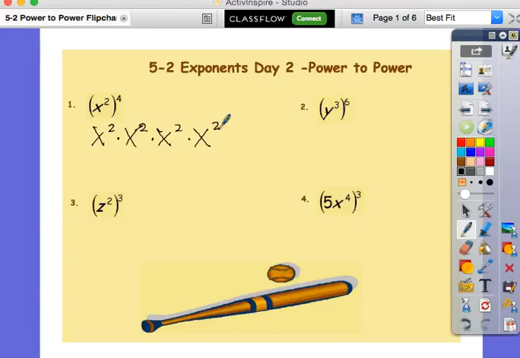And we learned also yesterday that anytime we are multiplying terms that have the same base, we can add their exponents. Okay? So since these all have the same base, we would have x to the what? 8th power. X to the 8th power. Okay? Look at that and see if you can see a shortcut.